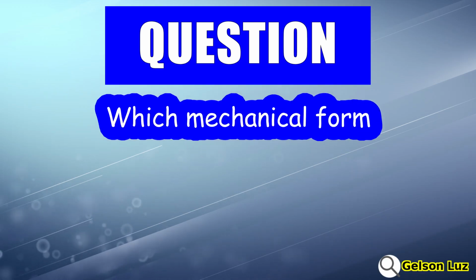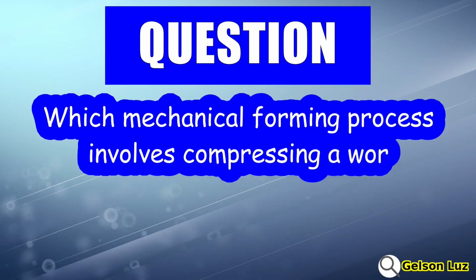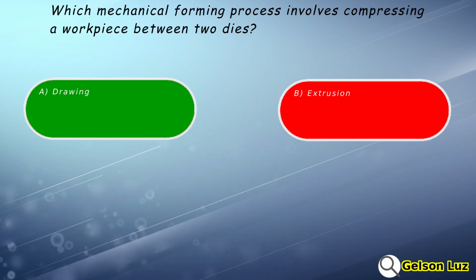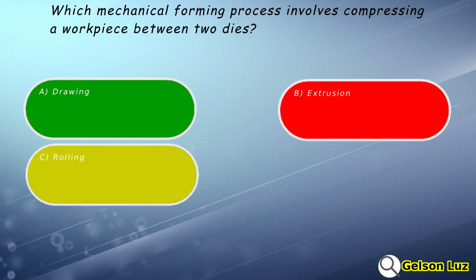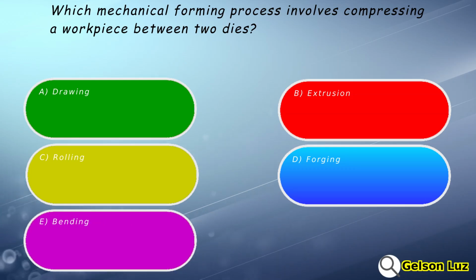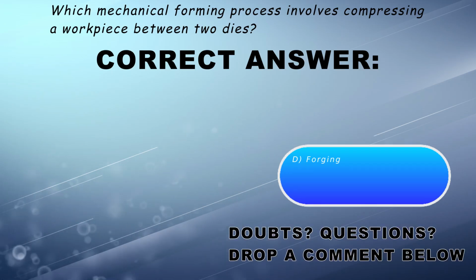Which mechanical forming process involves compressing a workpiece between two dies? A. Drawing, B. Extrusion, C. Rolling, D. Forging, E. Bending. The correct answer is D. Forging.